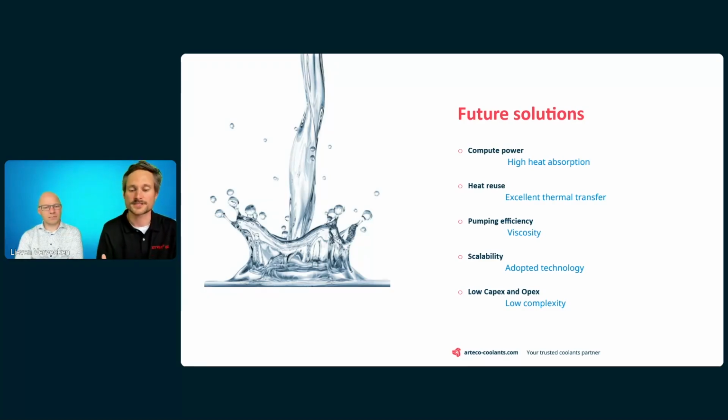And the pumping efficiency is actually something that can still be improved. A fully water-based product has a much lower viscosity, but also by improving the design of the cold plate, you can still win on this level. Combine that with the scalability of an already adopted technology, and a lower capex and opex, through a lower complexity of the whole system and the fluid, if you compare it to the two-phase and the immersion fluid.